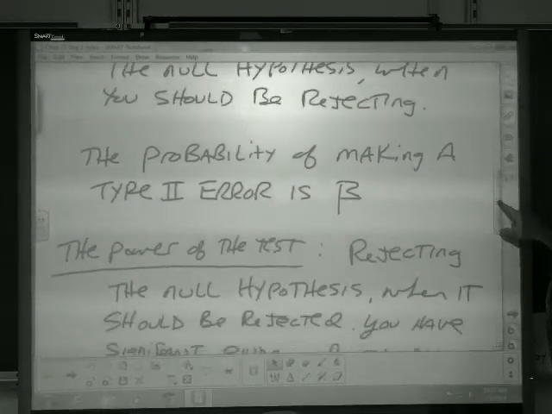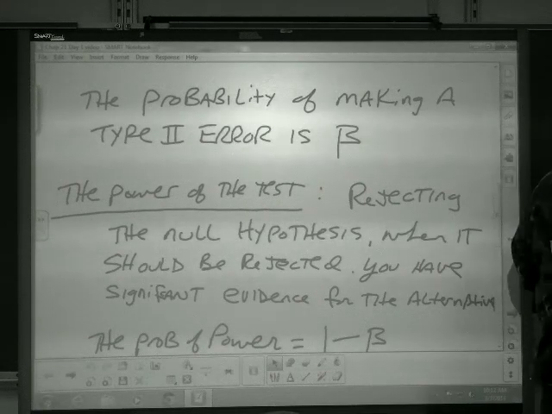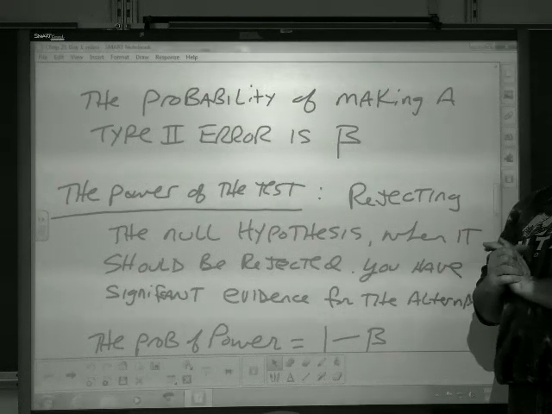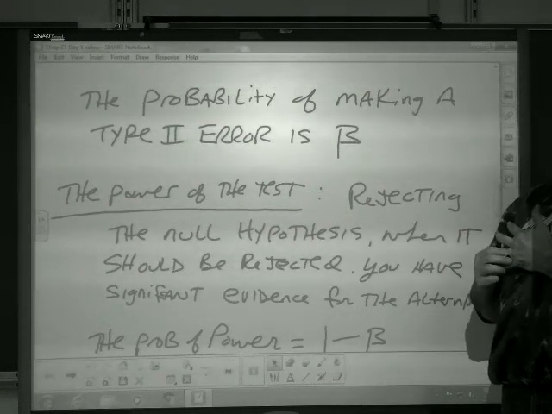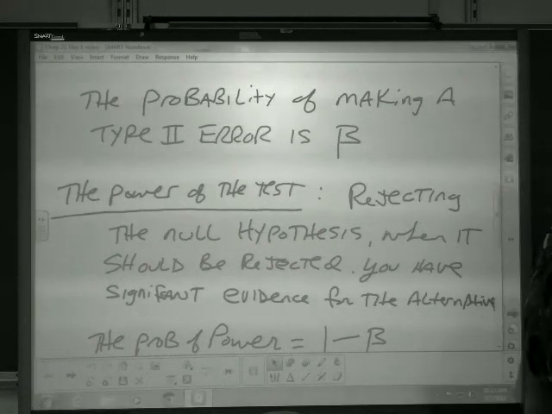Now, here's where it gets a little tricky. The probability of making a type 2 error is called beta, and beta is a number that we do not have yet, nor will we calculate it. We don't have to calculate it in this course. You just have to know that it's beta. And we're going to put that aside for right now.